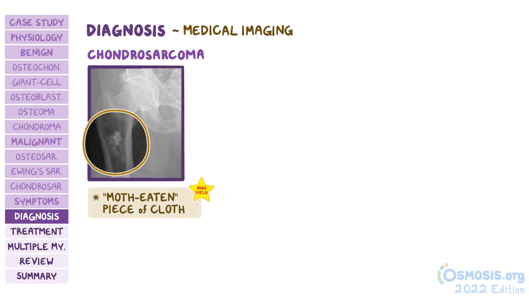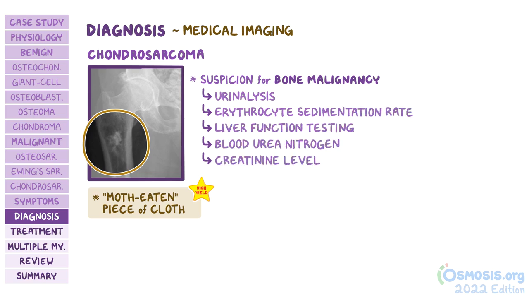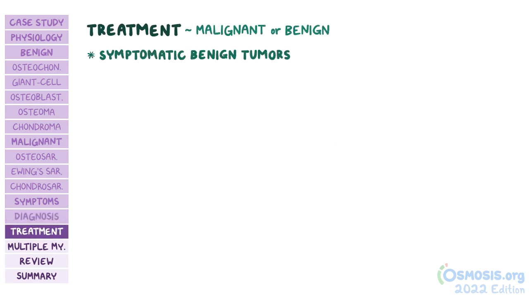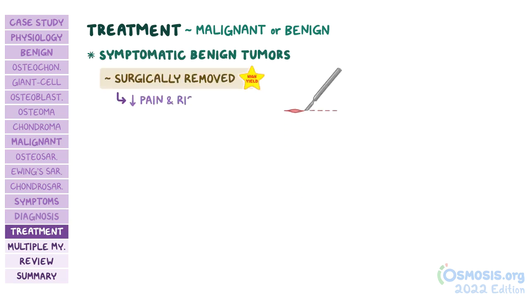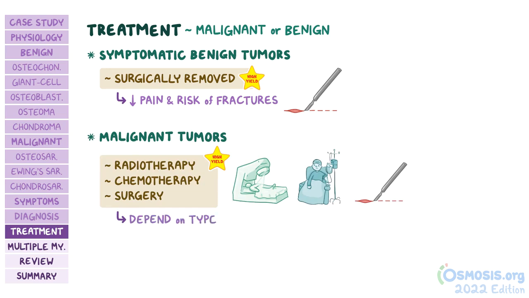When radiographic findings raise suspicion for bone malignancy, laboratory studies like urinalysis, erythrocyte sedimentation rate, liver function testing, blood urea nitrogen, and creatinine levels should be obtained to evaluate other symptoms and to look for signs of metastasis. Treatment depends on whether the tumor is malignant or benign. Symptomatic benign tumors can be surgically removed to reduce pain and the risk of fractures, while malignant tumors are treated with radiotherapy, chemotherapy, and surgery, depending on the type and spread of the tumor.